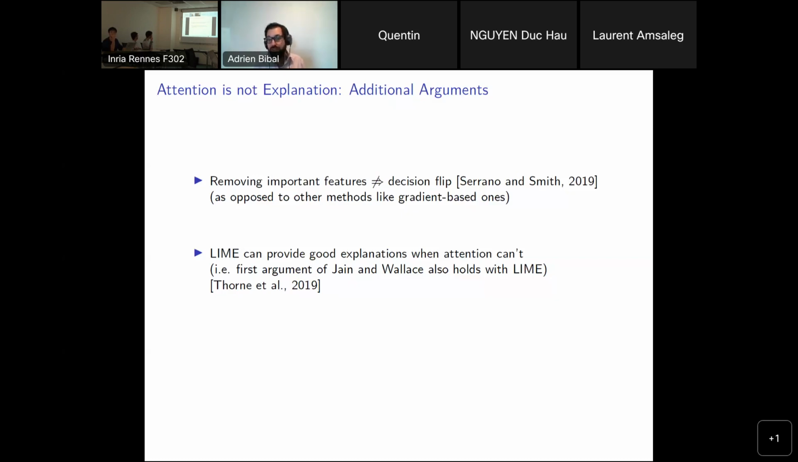So this means that the first argument of Jain and Wallace, about the fact that attention does not always correlate with things like saliency maps, also holds for other techniques like LIME. And in fact, it also holds for other techniques like Shapley values. So again, it's very, very strange that techniques that are external to the model, but even other techniques internal to the model, do not correlate with the explanation provided by attention.